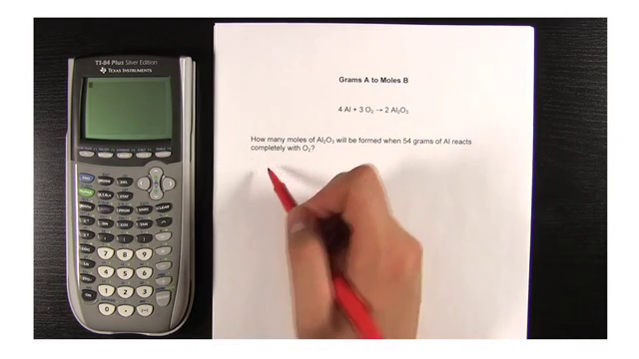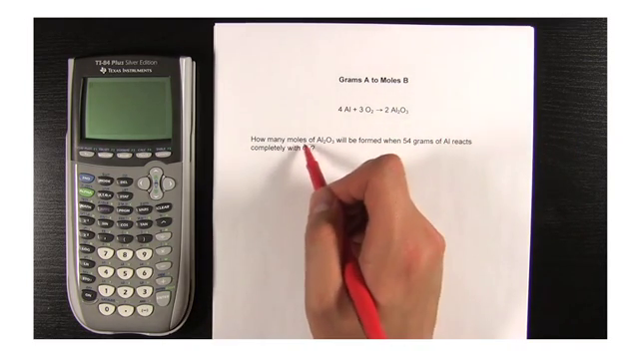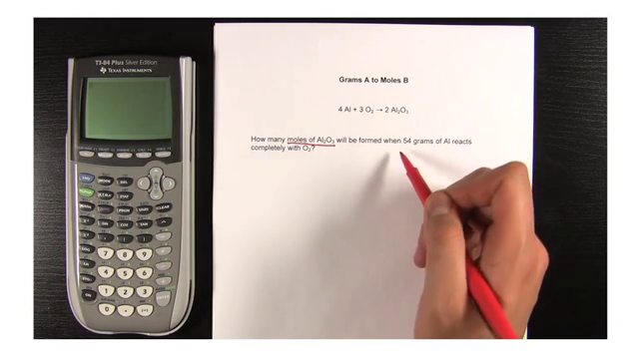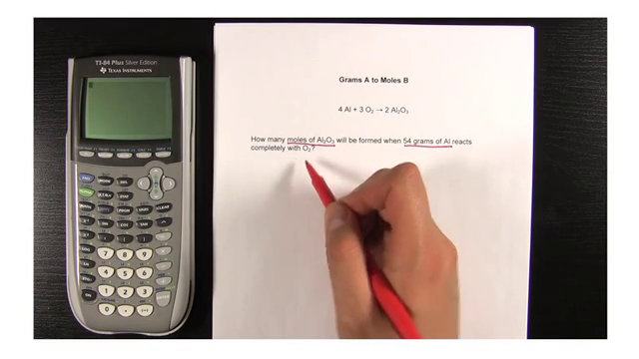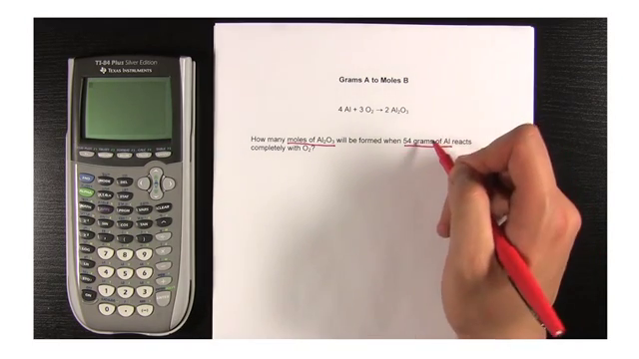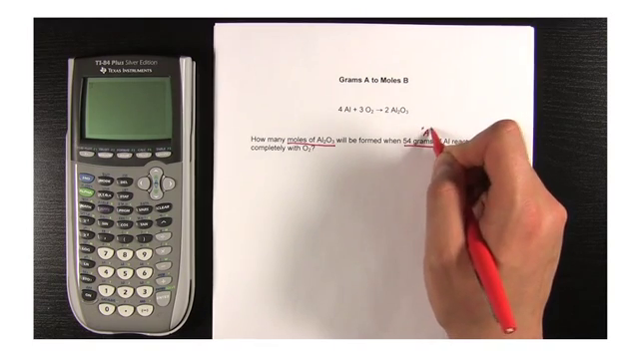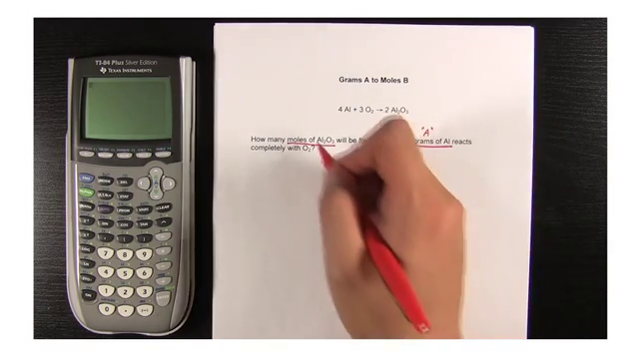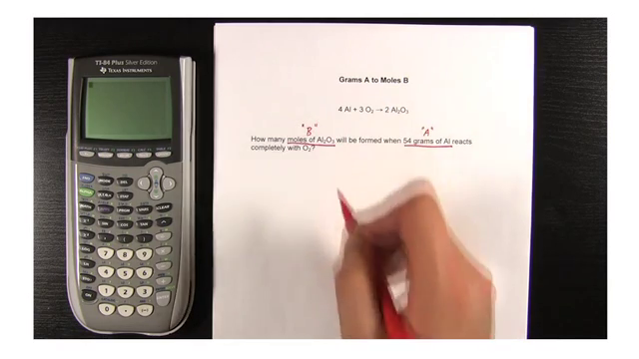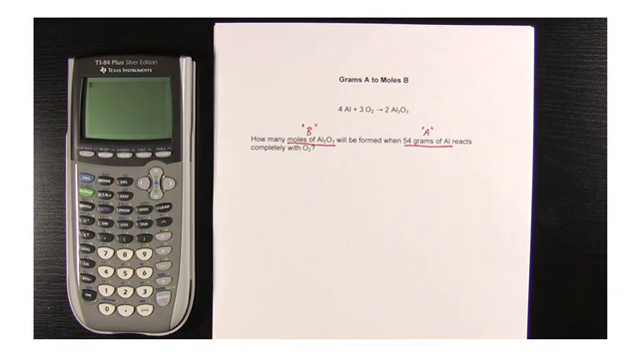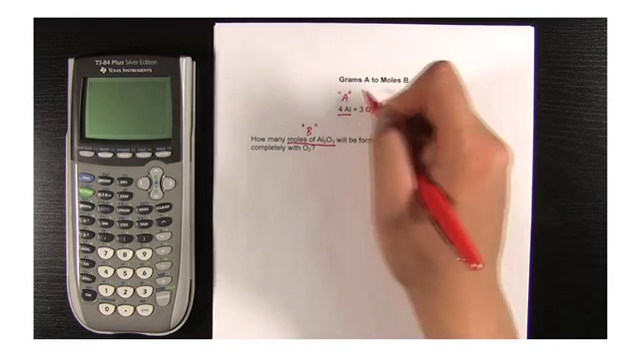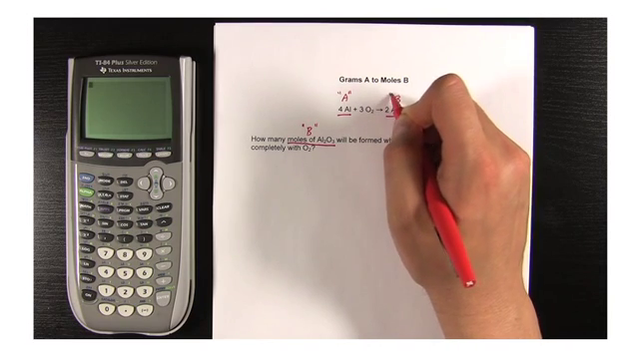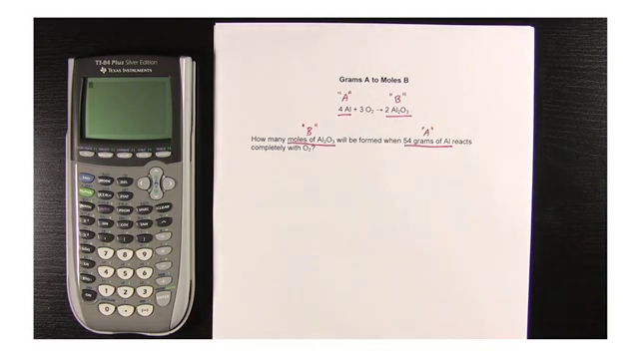Now, let's read the problem and decode it a little bit. It says, how many moles of aluminum oxide will be formed when 54 grams of aluminum reacts completely with oxygen? All right, so this is our given information. We're going to call that substance A, and what we're looking for is substance B, which is this one over here. Now, in the equation, you see that aluminum is here, and aluminum oxide is over here. All right, it's always a good idea to kind of map these things out before you begin.